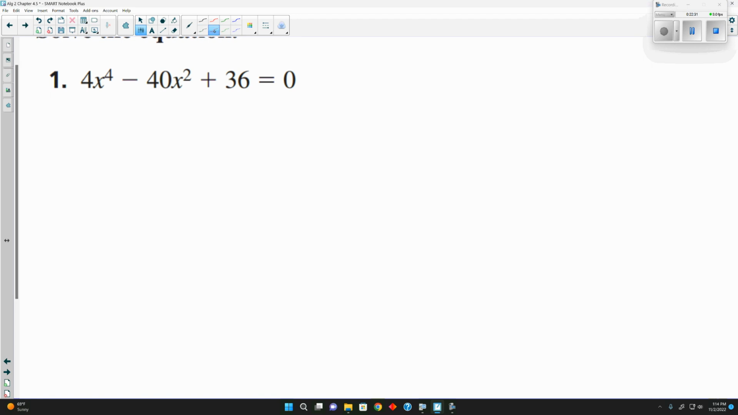Now, it might seem a little odd trying to factor this here, because up to this point, none of y'all have factored one with x to the 4th and x squared as the 2 variables. But it does look very similar to a quadratic. Now, something we can do with this here is something called U substitution.